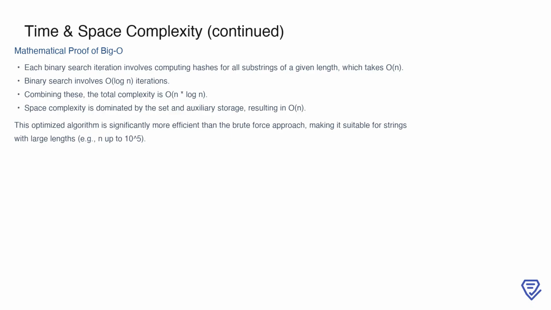For each iteration of binary search, the rolling hash computation processes all substrings of a given length, taking n time. Since binary search performs log n iterations, the combined time complexity is n log n. On the space side, the set used for hash storage and the nums list collectively require n space, while auxiliary variables contribute only a constant amount.